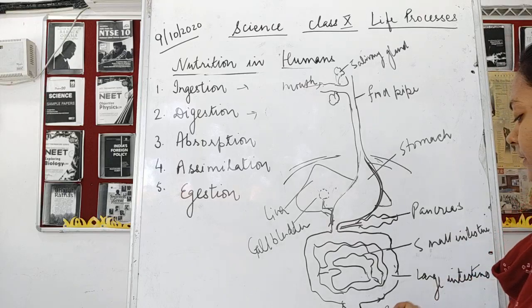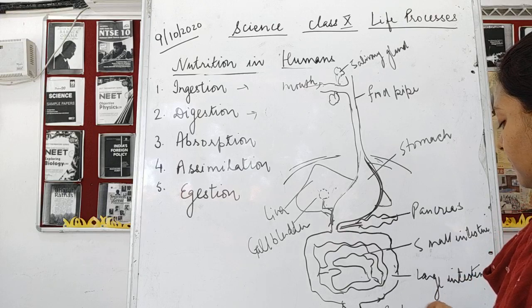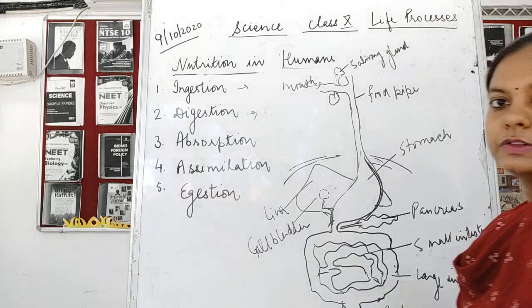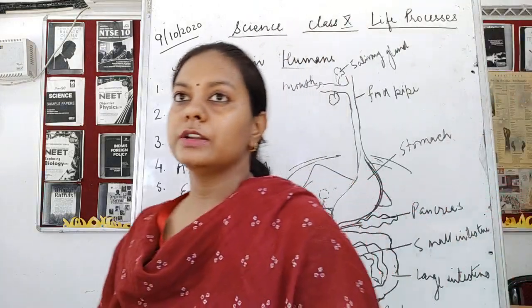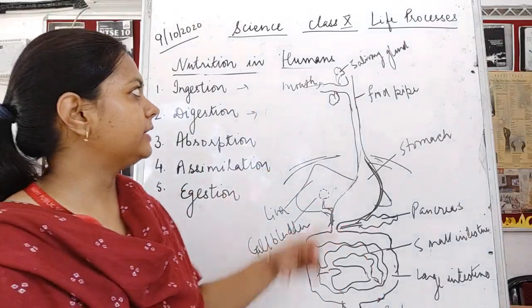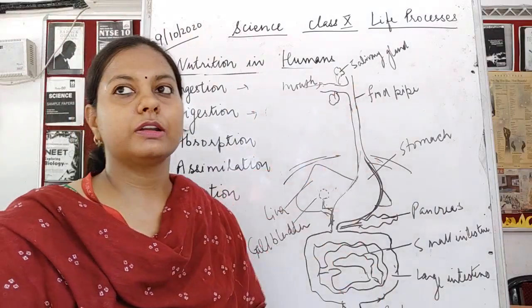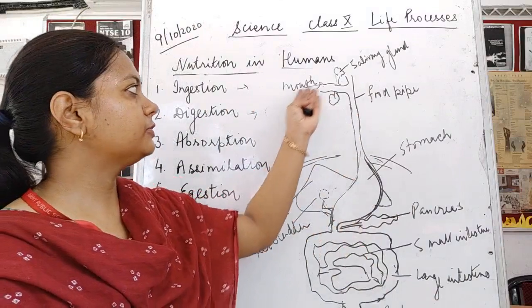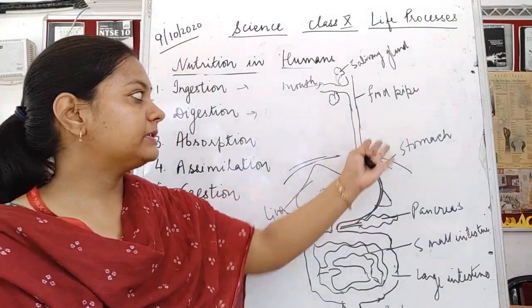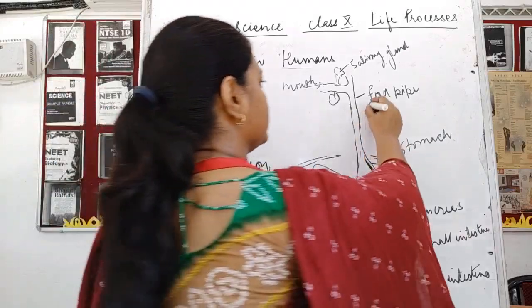Then we have rectum and anus. So this is the complete structure of the human alimentary canal, which consists of various organs, various parts: mouth, salivary glands. Then the food pipe is there. It is also known as esophagus.